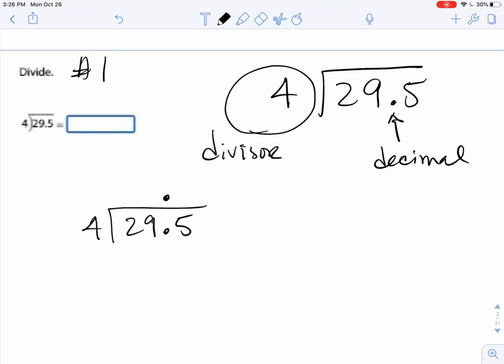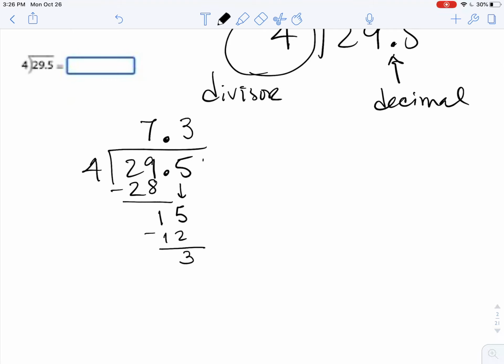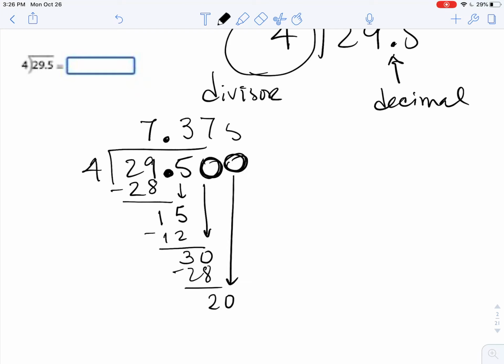Okay, 4 goes into 2? Nope. 4 goes into 29 7 times. 28, 1, bring down the 5. 4 goes into 15, 3 times. 12, bring down the 3. All right, I have a remainder, and what you need to do with the remainder is add those placeholder zeros, because I am to the right of the decimal, so I can add the 0, bring it down, 30. 4 goes into 30, 7 times, minus 28, 2, add another placeholder 0, 4 goes into 20, 5 times.